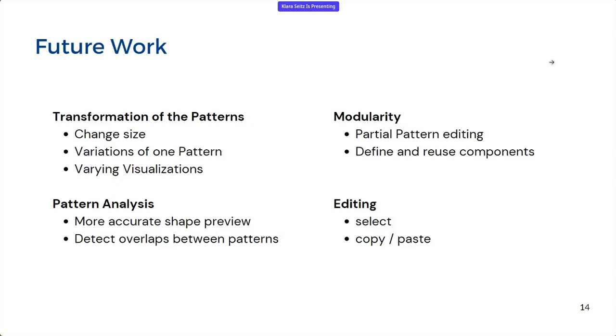This could be a very interesting task to automate. Other things like pattern analysis, obviously there we could improve the shape preview. Right now, as you saw, there was quite a big distance between the individual stitches. That can definitely be improved. And for modularity, we were already talking about the partial patterns. The actual editing part of those patterns still has to be implemented, and then obviously being able to define and reuse these components is also still missing.